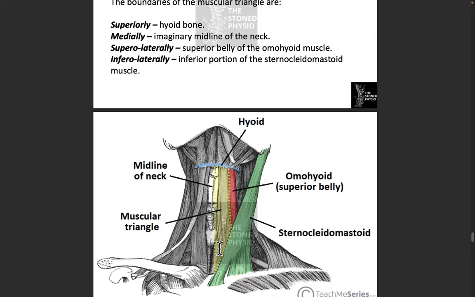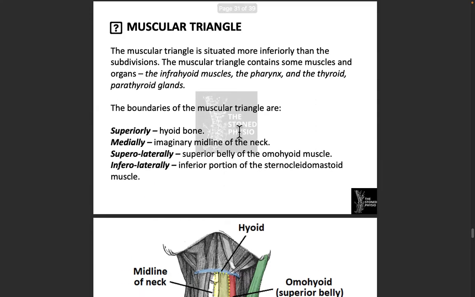The hyoid medially by the midline, superior lateral by the superior belly of the omohyoid, by the medial border of the superior part of the omohyoid, and inferior lateral by the medial border of the inferior part of the SCM. As a whole, we can see that we have got 4 different borders of this structure, but we are calling it a triangle only. That is the muscular triangle.